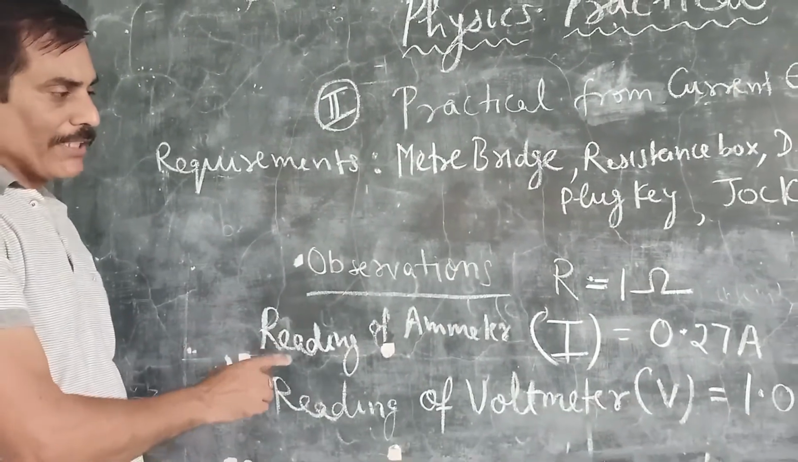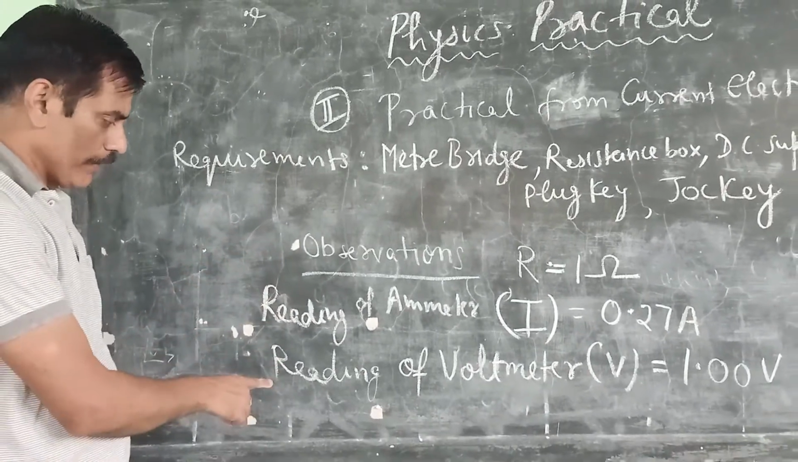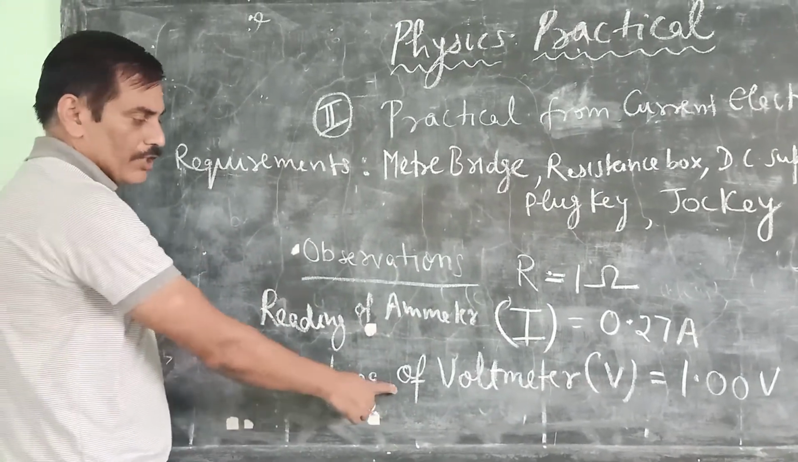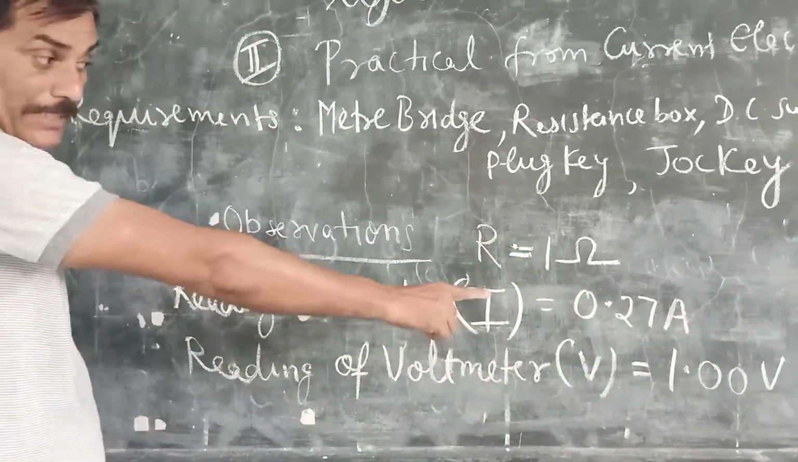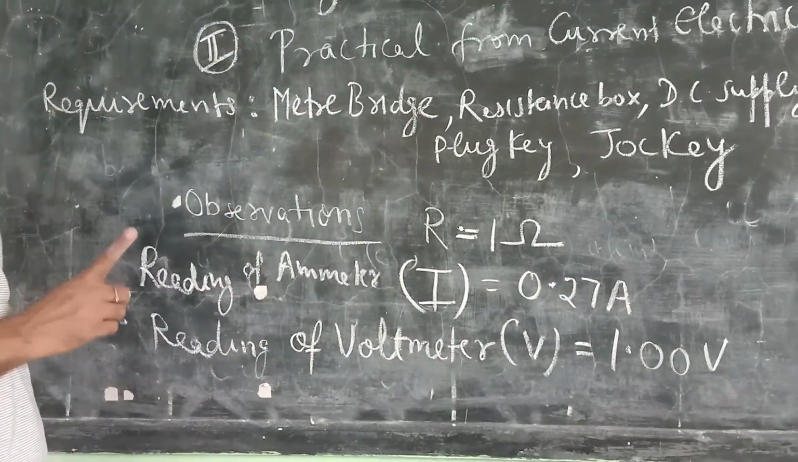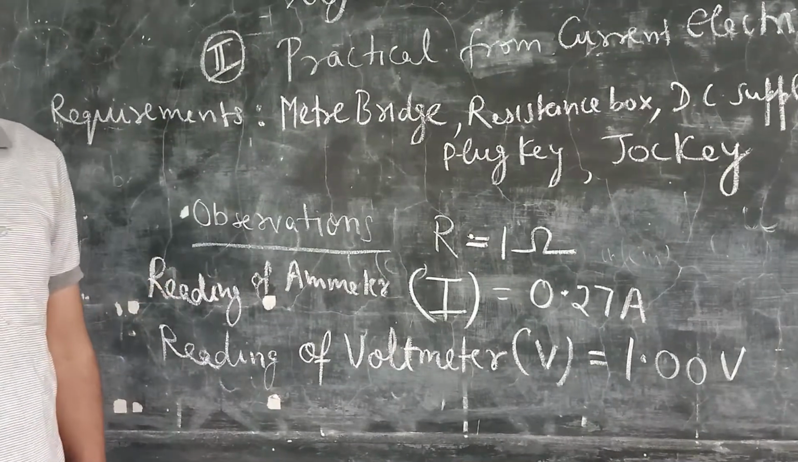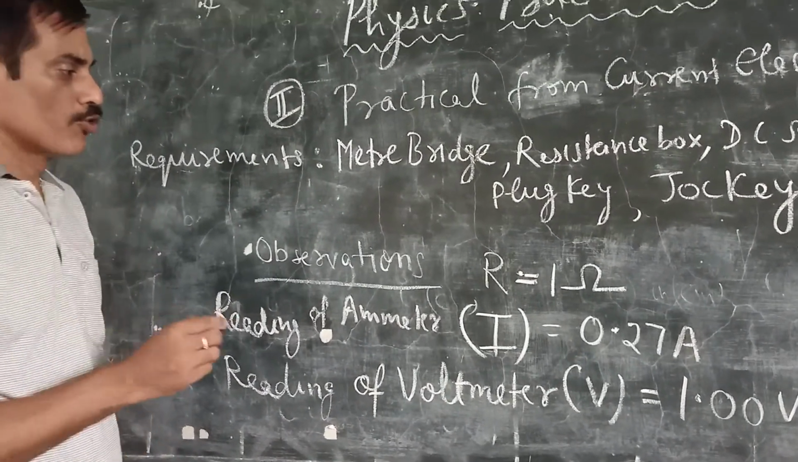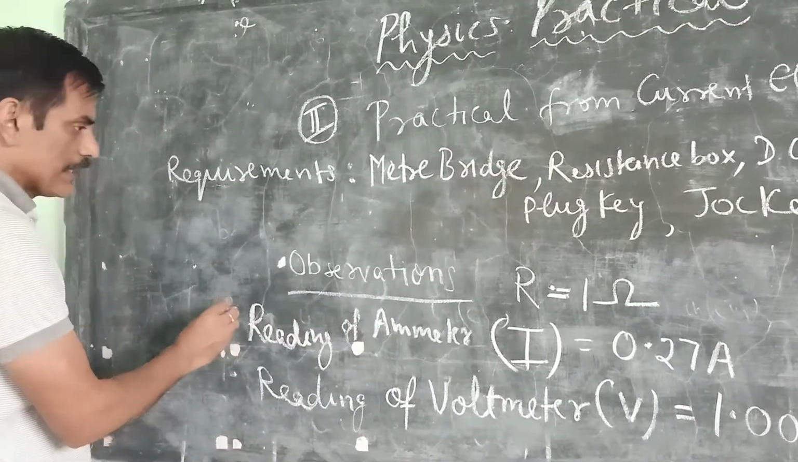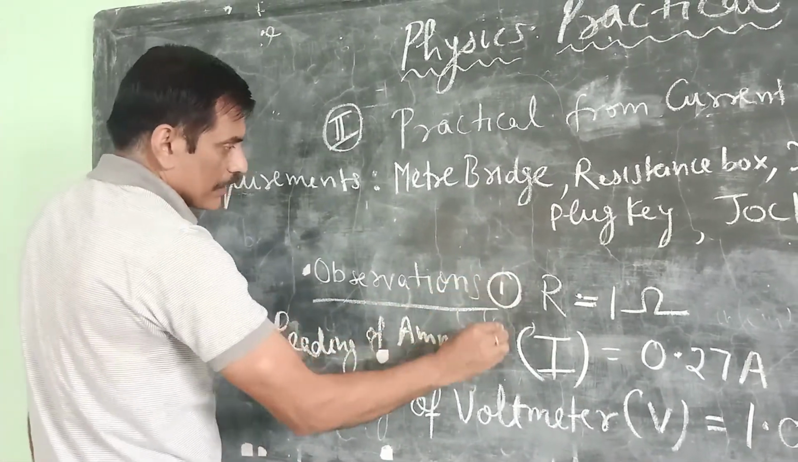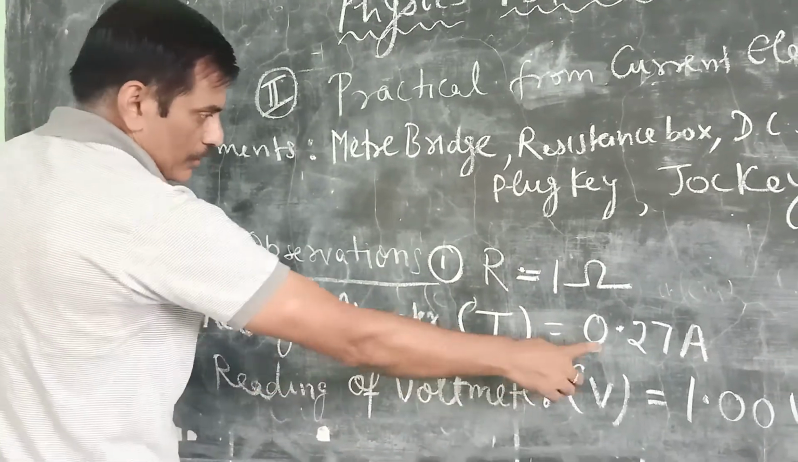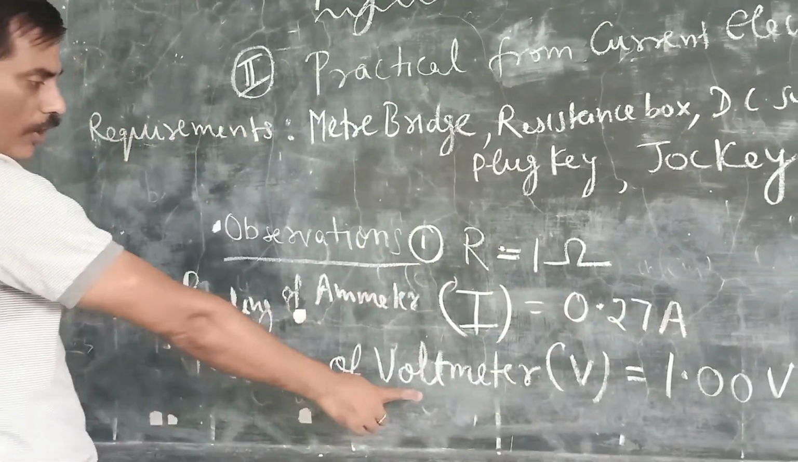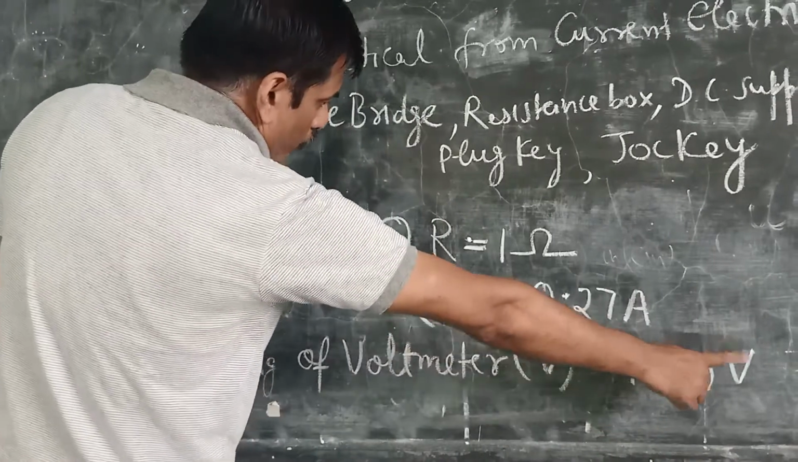Our voltmeter reading was, if you remember in the earlier part of the video when I was explaining the experiment, reading of voltmeter V, that is 1.00 volt. Actually it was 1 volt, but I have written 1.00 because we must take up to 2 decimal points, according to the least count of our instrument. So this is our first set of readings. Resistance 1 ohm, reading of ammeter I, current 0.27 ampere, reading of voltmeter V, 1 volt.